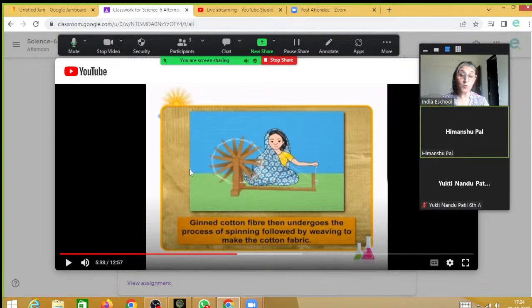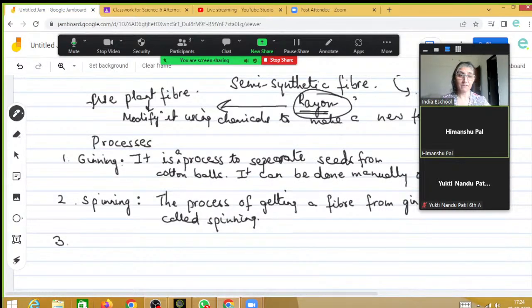Okay, so followed by weaving. So what happens after spinning? Tell me. Ma'am, the cotton becomes a fabric. How? That is a fiber. Cotton has become a fiber after spinning. After that there is another process which is called weaving. Yes, weaving. So what does weaving mean?